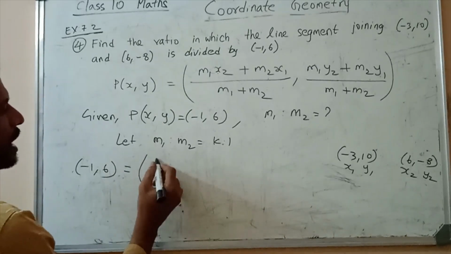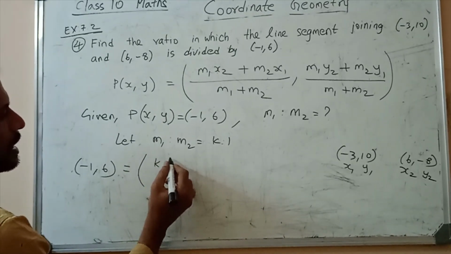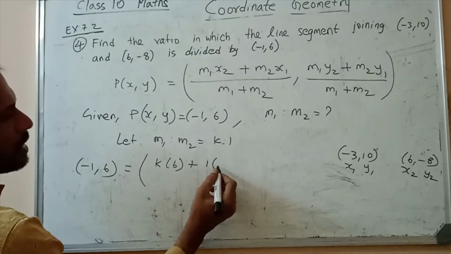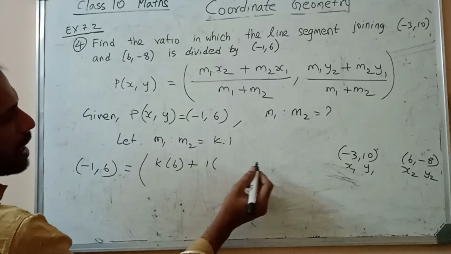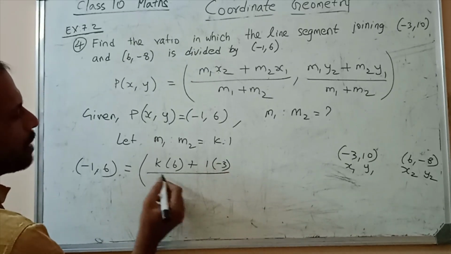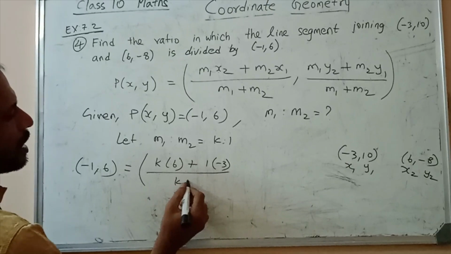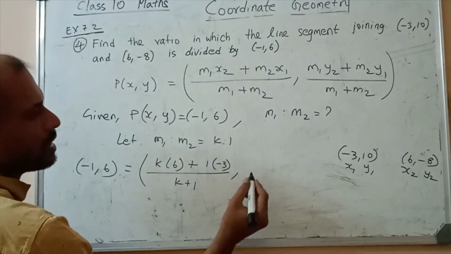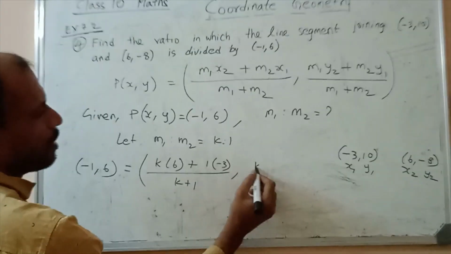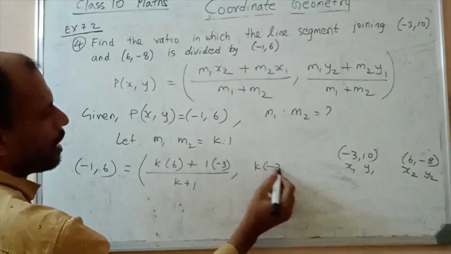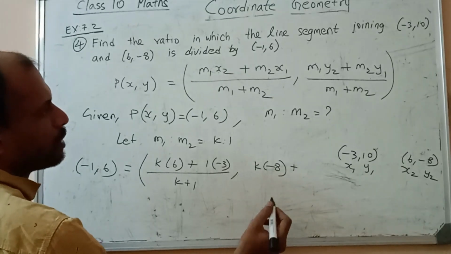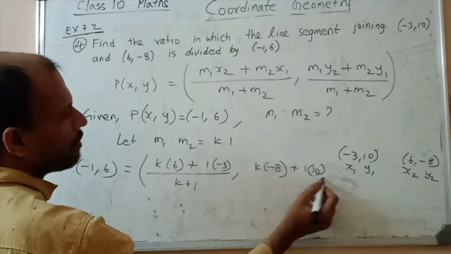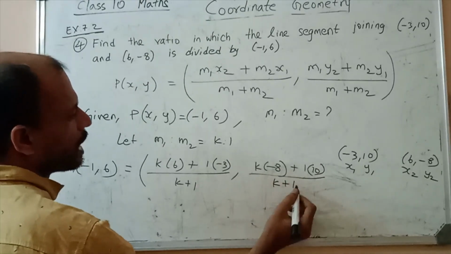So m1 x2: k into x2 value 6, plus m2 value 1 and then x1 value minus 3, divided by m1 plus m2, k plus 1, comma m1 y2, m1 value again k, y2 value is minus 8, plus m2 y1, m2 value 1, y1 value 10, divided by m1 plus m2, k plus 1.